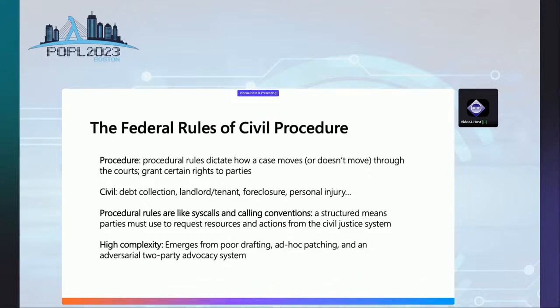They're actually very analogous to system calls and calling conventions, because they are the way that you request resources or actions from a court. They are sometimes nice in that they afford you these procedural due process rights. Sometimes they're not so nice because they're really very complicated, and the lines are really sharp because the consequences are quite serious.